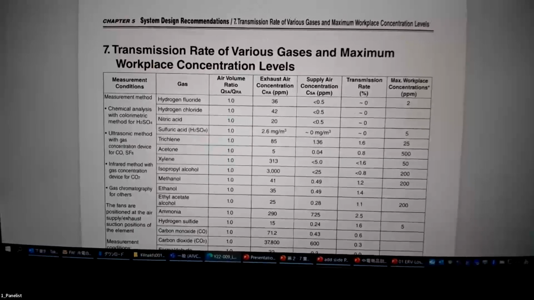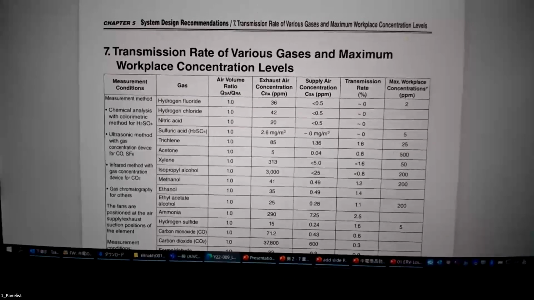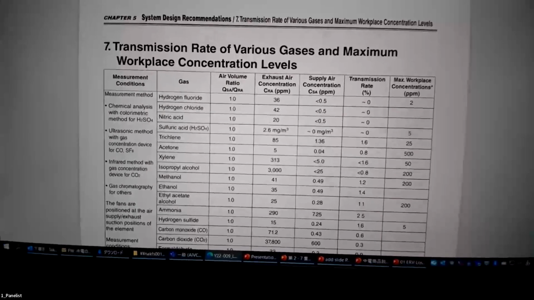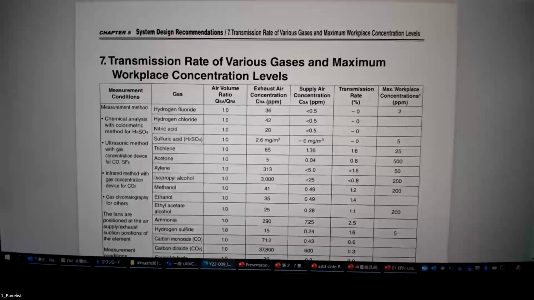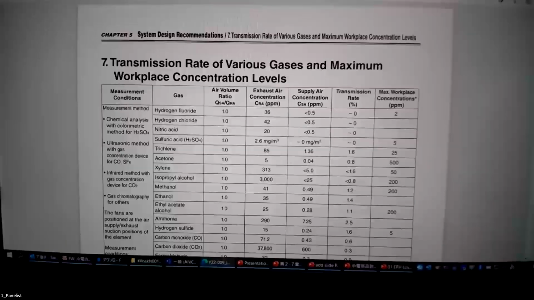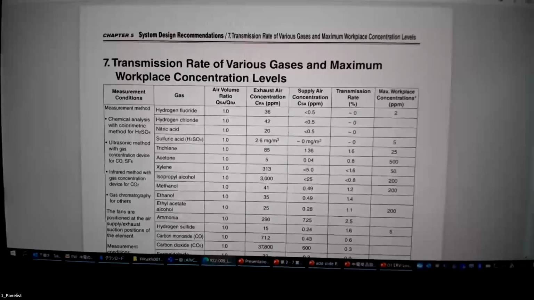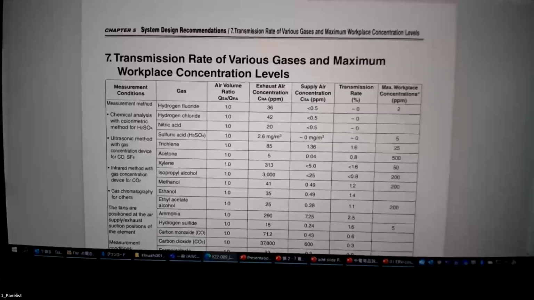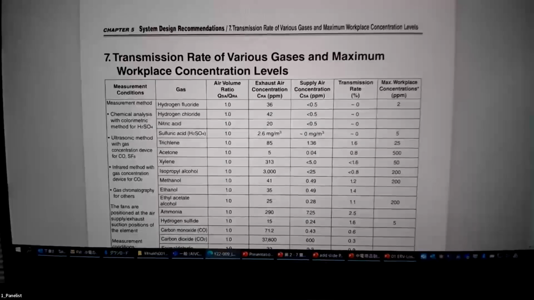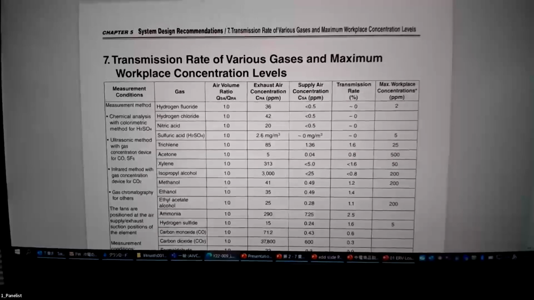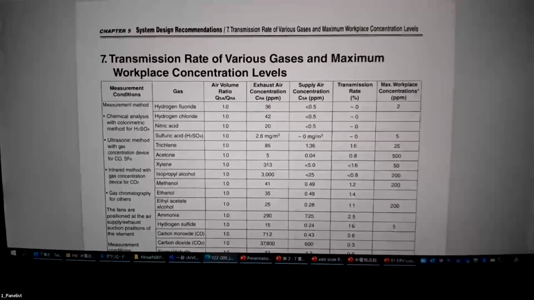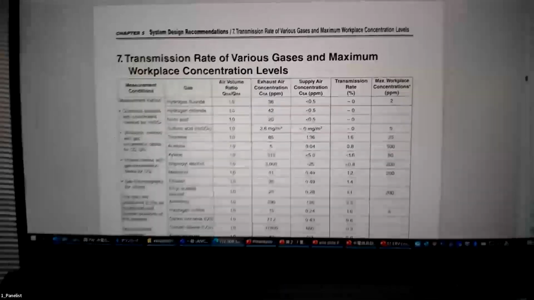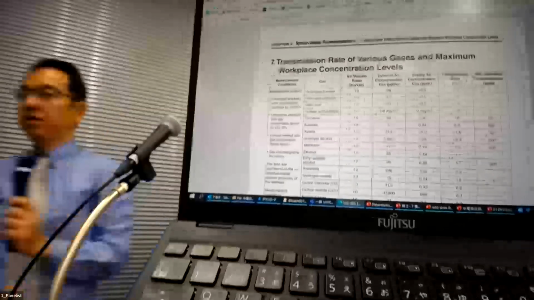However, the energy recovery ratio or humidity recovery ratio is much higher than the plastic or aluminum type. So I will show you the difference between that type and the paper-based type on the next page. Is that okay? About the transfer. Thank you. Yes.